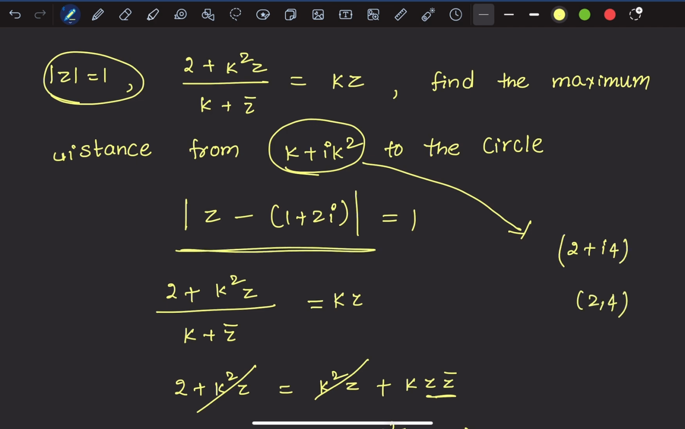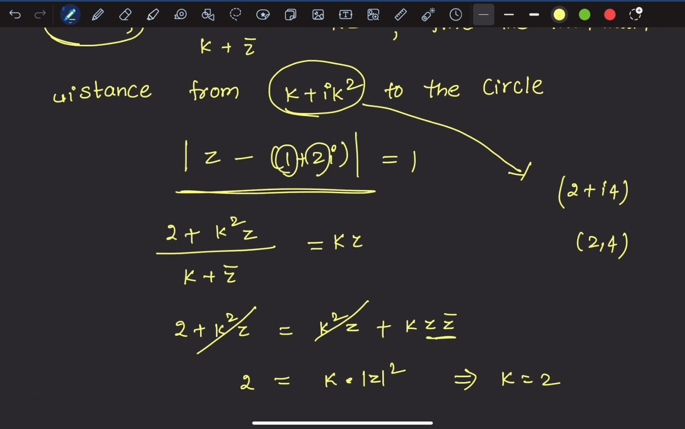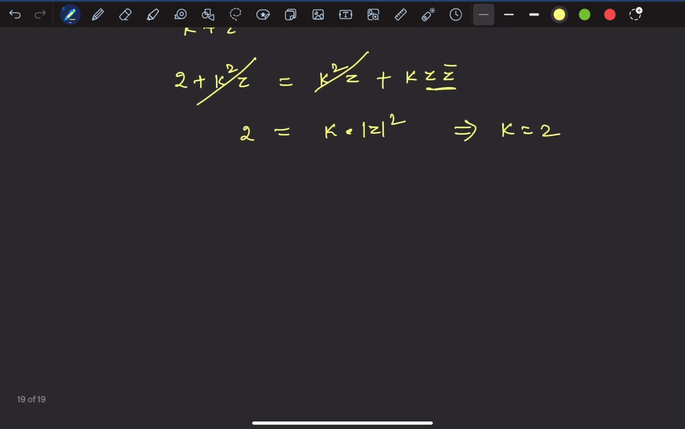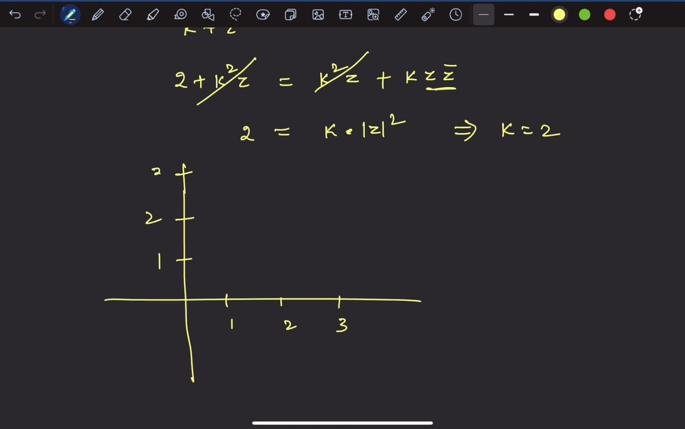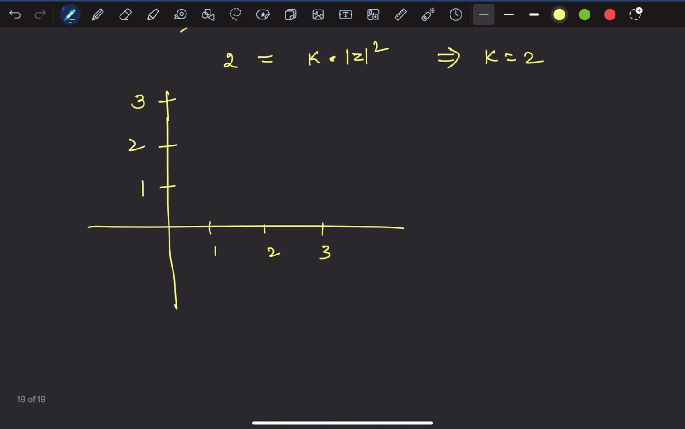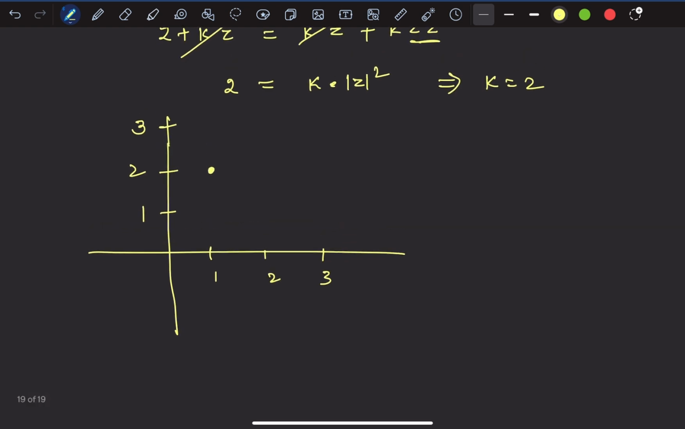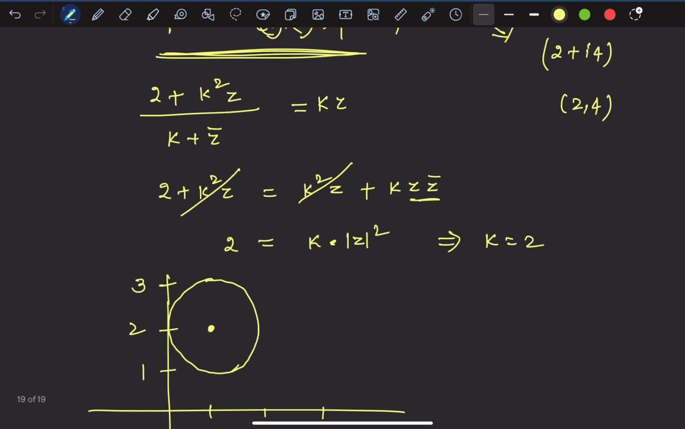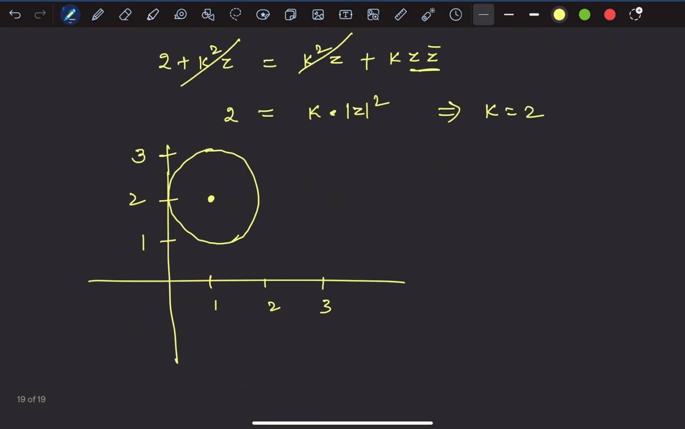So now this is a circle with center 1, 2 and radius 1. So you have your coordinate axis like this: 1, 2, 3, 1, 2, 3. The center of this circle is 1, 2. This is the center of this circle and radius is 1. So the circle looks something like this. And your point 2, 4.